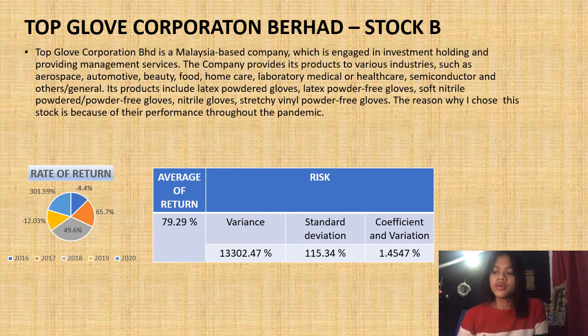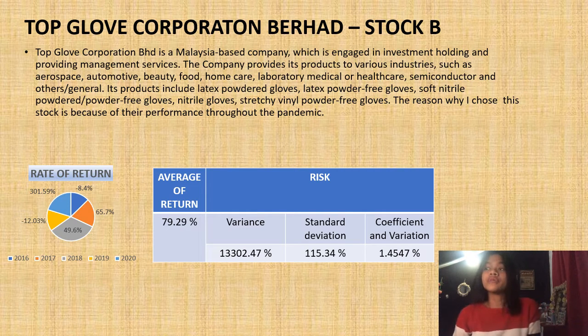The company that we chose for stock B is Top Glove Corporation Berhad. Top Glove Corporation Berhad is a Malaysia-based company which is engaged in investment holding and providing management services. The company provides its products to various industries such as aerospace, automobile, beauty, food, home care, laboratory, medical or healthcare. The products include latex powdered gloves, latex powder free gloves, nitrile gloves, and stretchy vinyl powder free gloves.